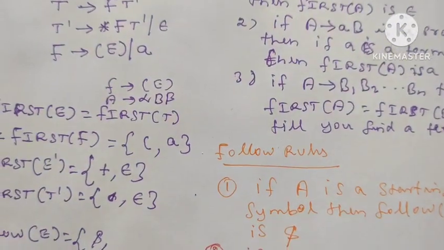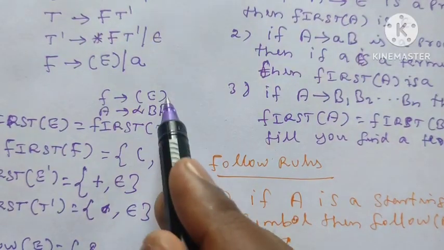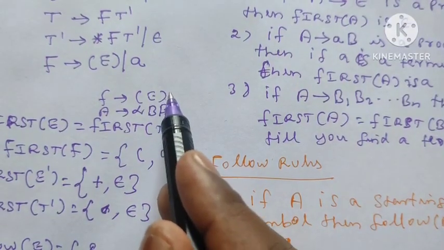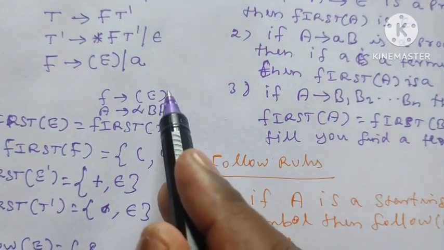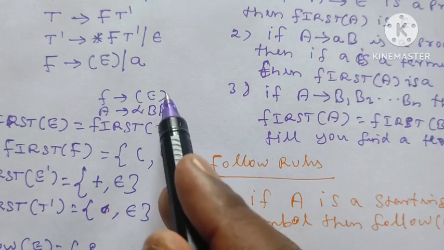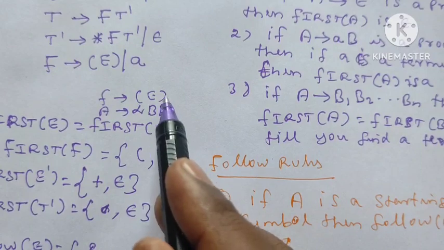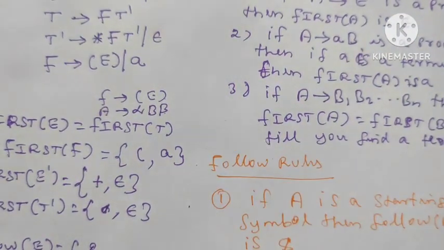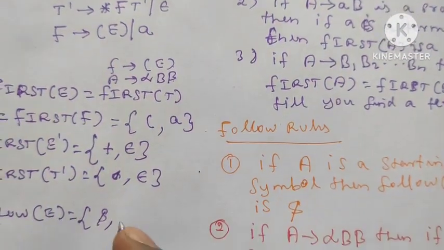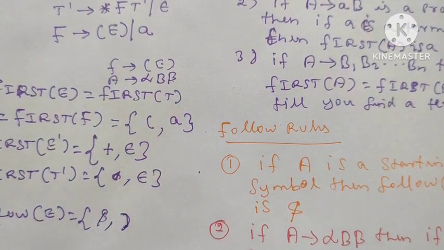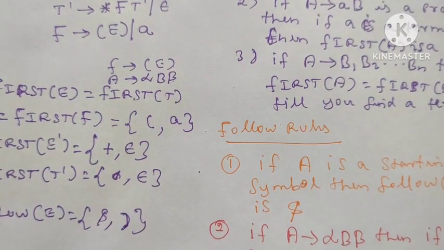So in this case, we come here. Now, when I find first of beta, instead of beta you have close brackets. For a terminal value, you will get the same value, isn't it? So close brackets is a terminal value, so first of close brackets is close brackets itself. So now I will get close brackets. So that's about the first value here.